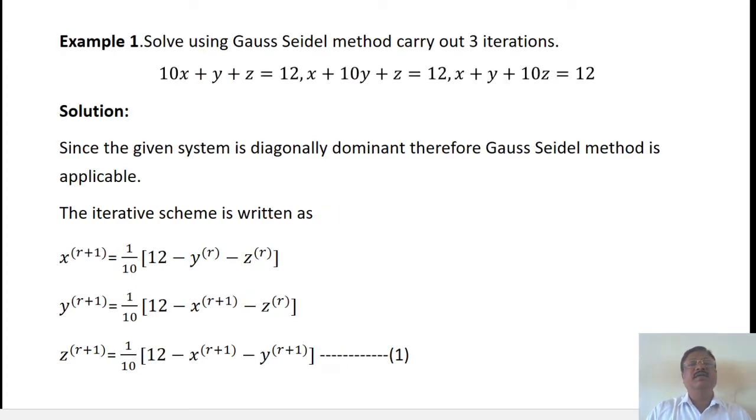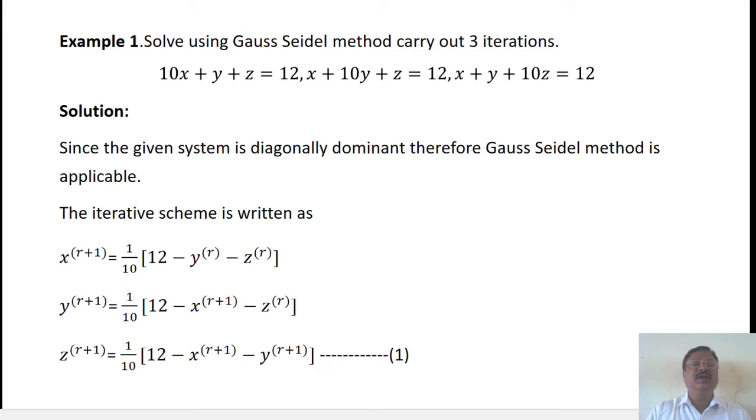Now let us solve the example using Gauss-Seidel method, and here we have to carry out 3 iterations. Now the system is 10x plus y plus z is equal to 12, x plus 10y plus z is equal to 12, x plus y plus 10z is equal to 12.